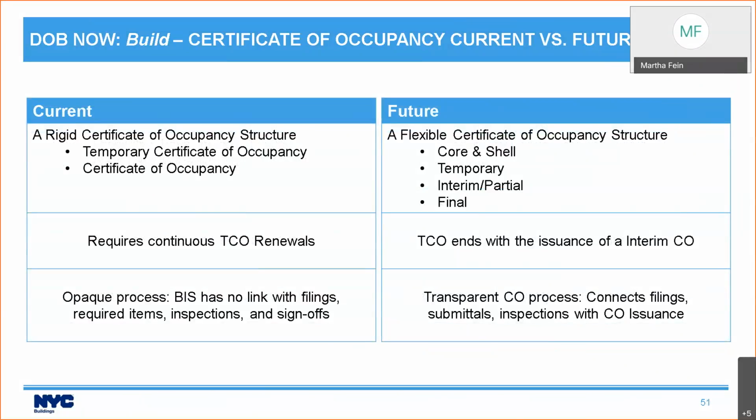And part of the purpose of the interim certificate of occupancy is that sometimes you have buildings which never get a final certificate of occupancy because there's always work going on. An interim certificate of occupancy is going to be the equivalent of a final certificate of occupancy for a single floor. And an interim certificate of occupancy is issued for the whole floor, and it does not require renewal. The process is also going to be a lot more transparent because you can see as things move through the process, and it's going to link with your filings, your submittals, and with inspections.